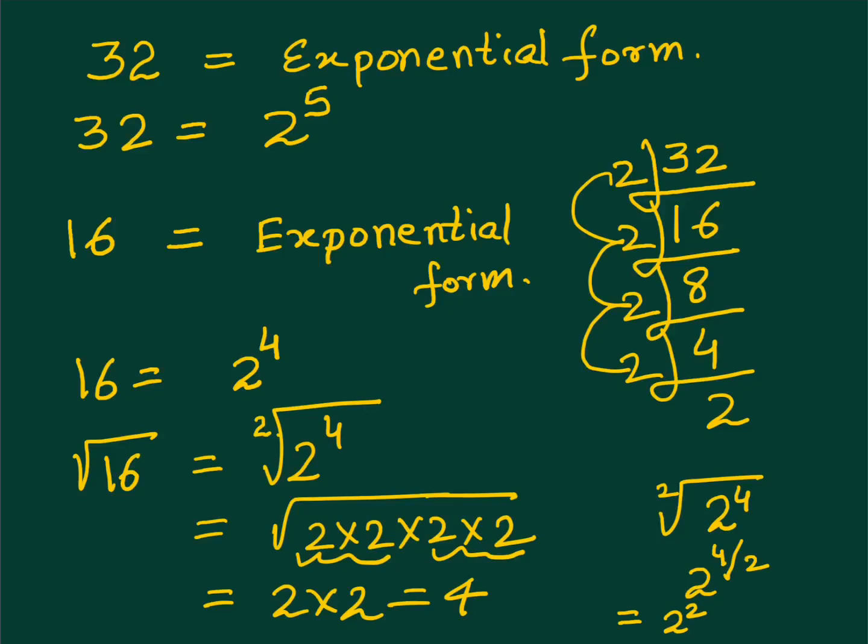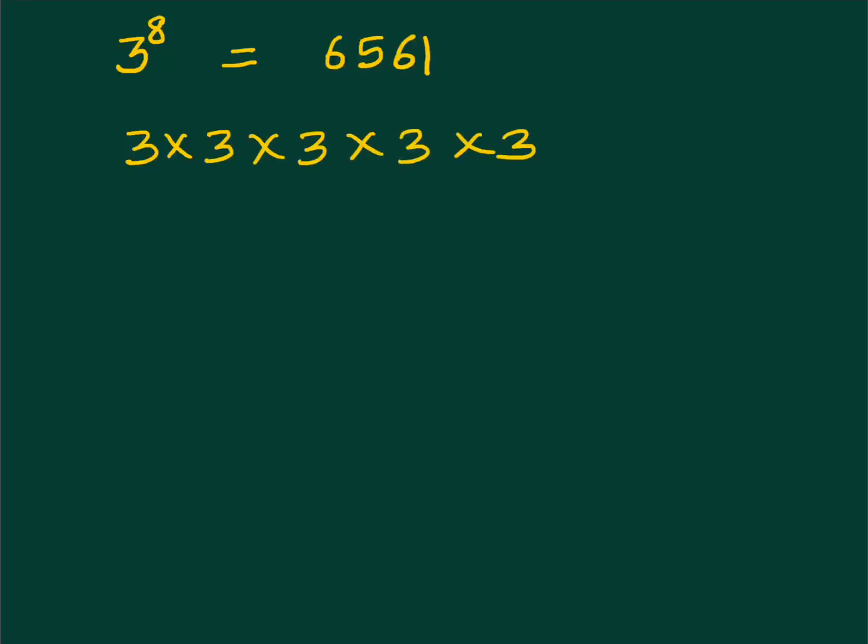Let's try one more question. Give me the integral value of 3 to the power 8. Calculate. Did you get it as 6561? Yes, you have to multiply 3 by itself 8 times. So 2, 3, 4, 5, 6, 7 and 8, and you get 6561.